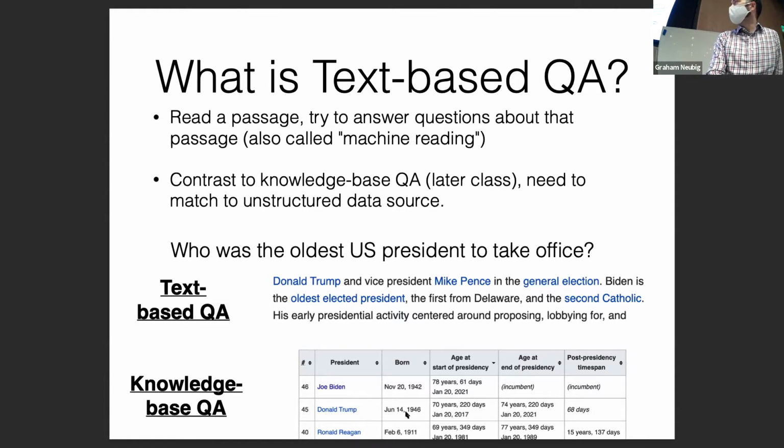However, knowledge-based QA also has its own advantages. For example, if you asked who was the second oldest president, that might not be written anywhere in text, or if it is written in text, who knows? Maybe it was written before Biden became president, and so now that information is out of date and incorrect. So there's a trade-off between these two sources, and it's worth knowing about both of them.